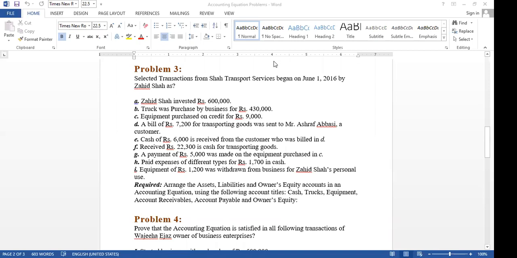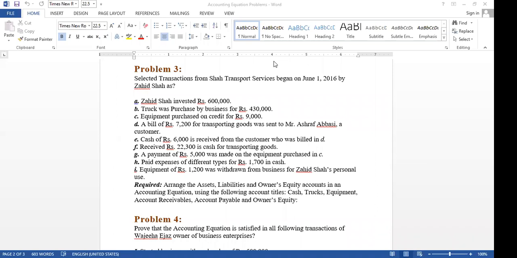Please read it. Selected transactions from Shah Transport Services, which began on June 1st, 2016 by Shahid Shah. A. Shahid Shah invested rupees 600,000. B. A truck was purchased by the business for rupees 430,000. C. Equipment purchased on credit for 9,000. D. A bill of rupees 7,200 for transporting goods was sent to Miss Ashraf Abbasi, a customer.